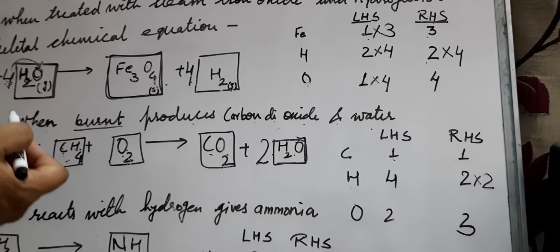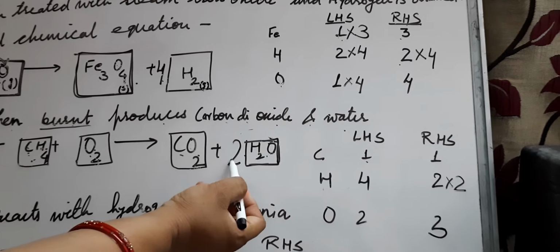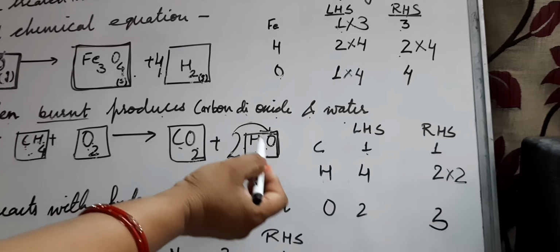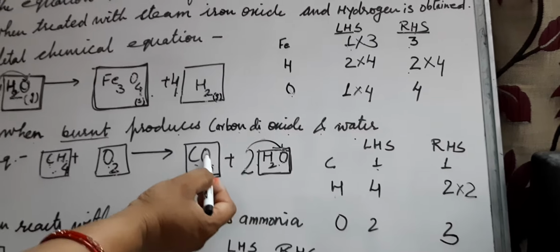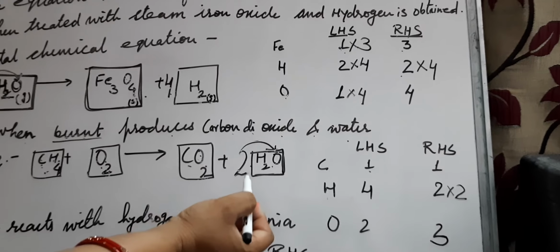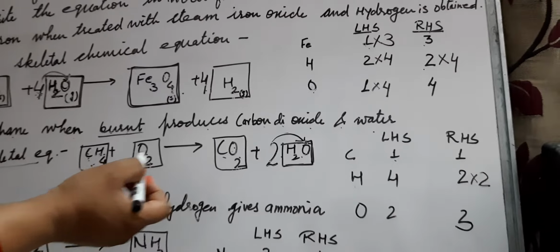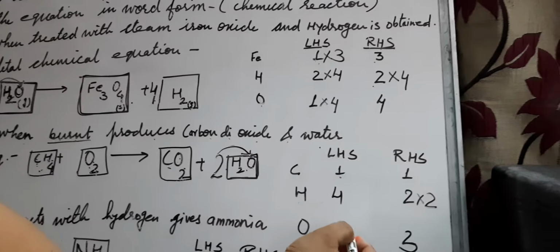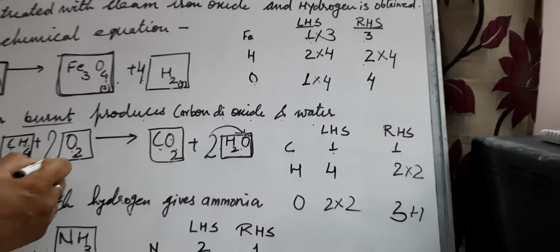Now we are observing oxygen, because by introducing this 2, this oxygen is also becoming 2, and if we count oxygen on RHS, 2 in this water and 2 in carbon dioxide. Overall, how many oxygen atoms are there in RHS? 4. So we have to make it 4 on LHS also by multiplying this oxygen by 2. Here we have added 1. So I am writing 2 here.